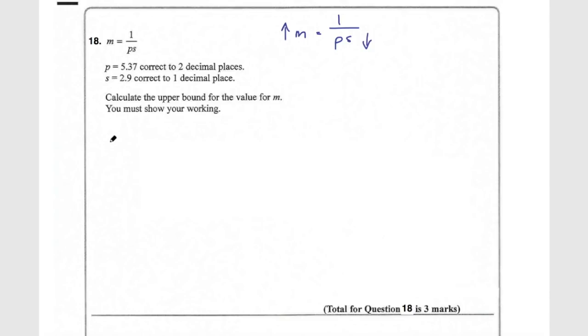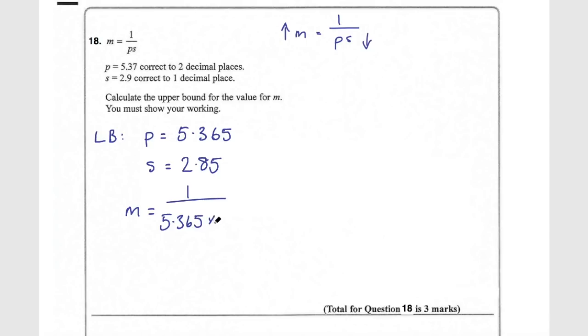Okay, so let's write down the lower bounds of p and s. The lower bound of p is 5.365, so that would round up to 5.37. And the lower bound of s, we need the number that would round up to 2.9, and that would be 2.85. So they're my lower bounds, and then I can say that m will equal 1 divided by 5.365 times 2.85, and then get the calculator out again.